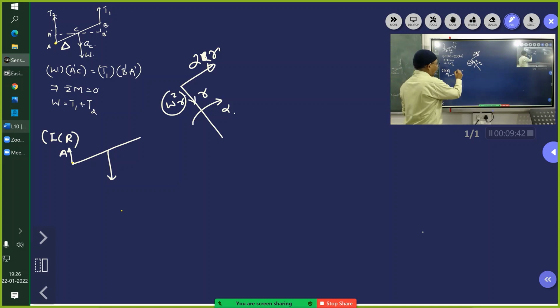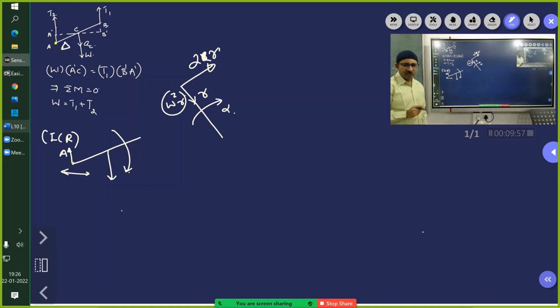You are telling that this rod will rotate this way. This is for sure. Clockwise, it will rotate. Now, will this cause this point A to move horizontally? Vertically, at least it will not move. There is no vertical acceleration.